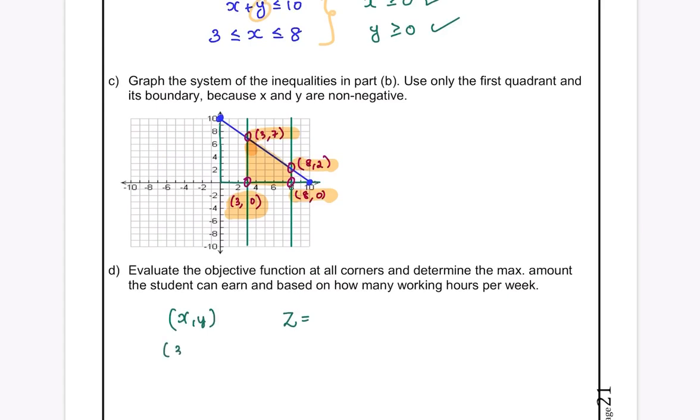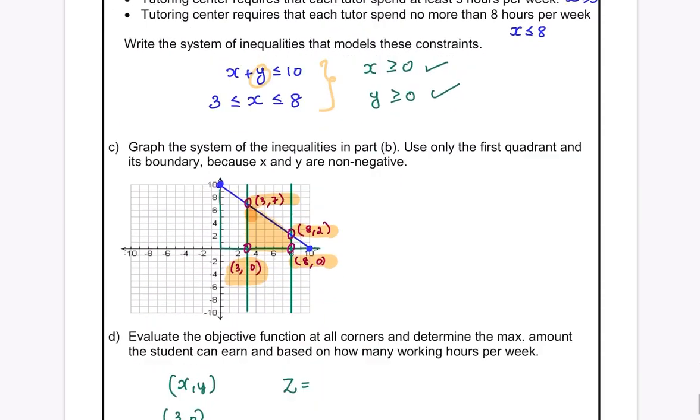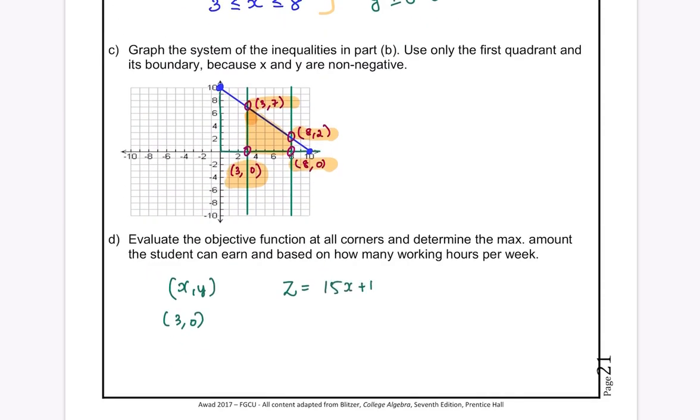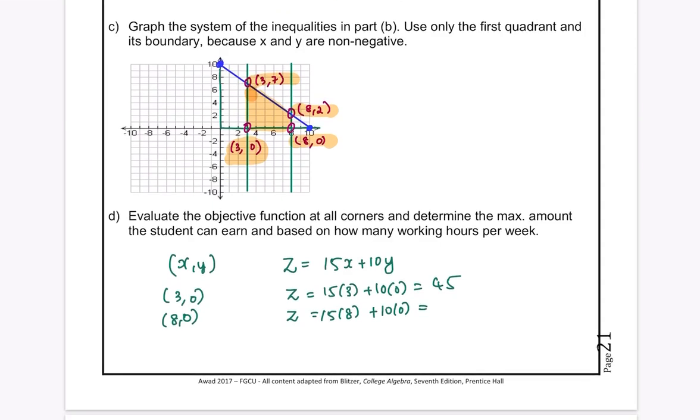All right, so let's take a look. When it is 3 comma 0, that is tutoring is 3 and the TA is 0, your z, which is, by the way, 15x plus 10y, is going to be 15 times 3 plus 10 times 0, which is going to be $45. And let's take a look at 8 comma 0. Obviously, this is a better salary. This is a better weekly earning. So z is going to be 15 times 8 plus 10 times 0, right? Which would be 15 times 8 is 120.